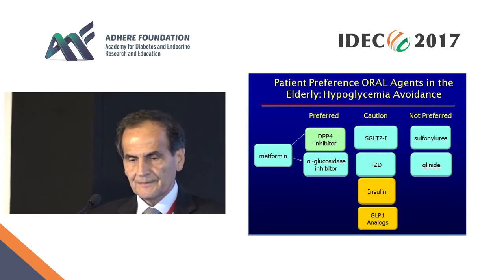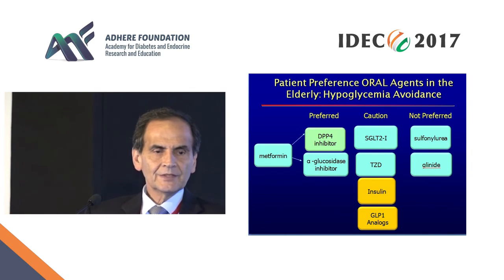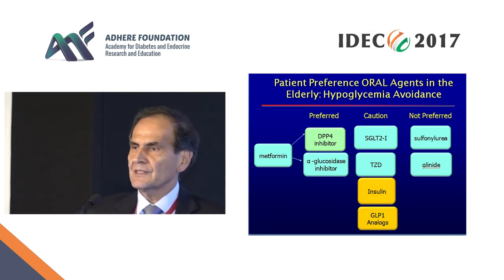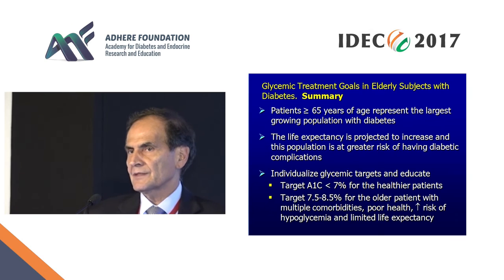This is my last slide. Okay. So in summary, we have 40 seconds. So patients over the age of 65, if you define hypoglycemia, is the largest growing population.